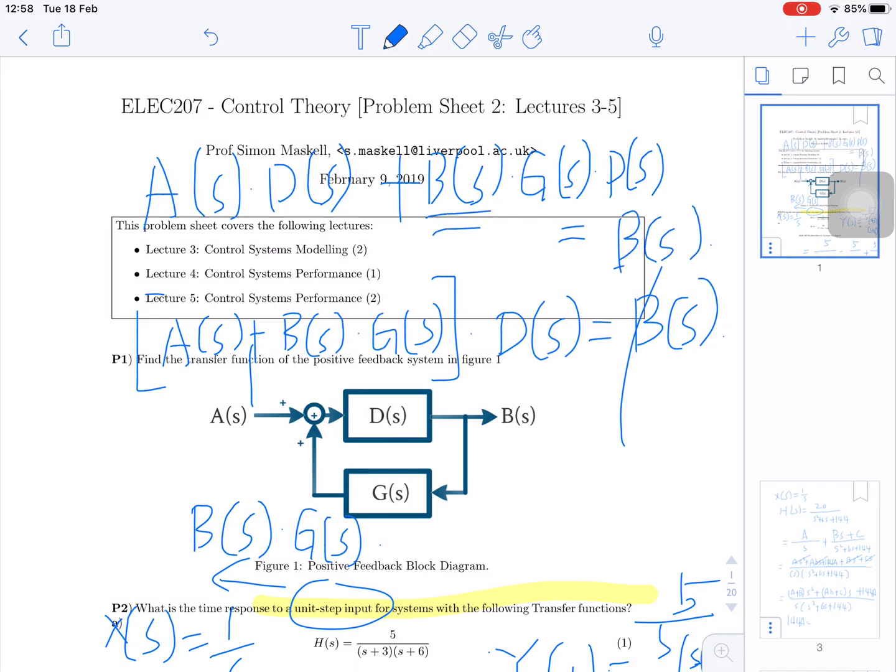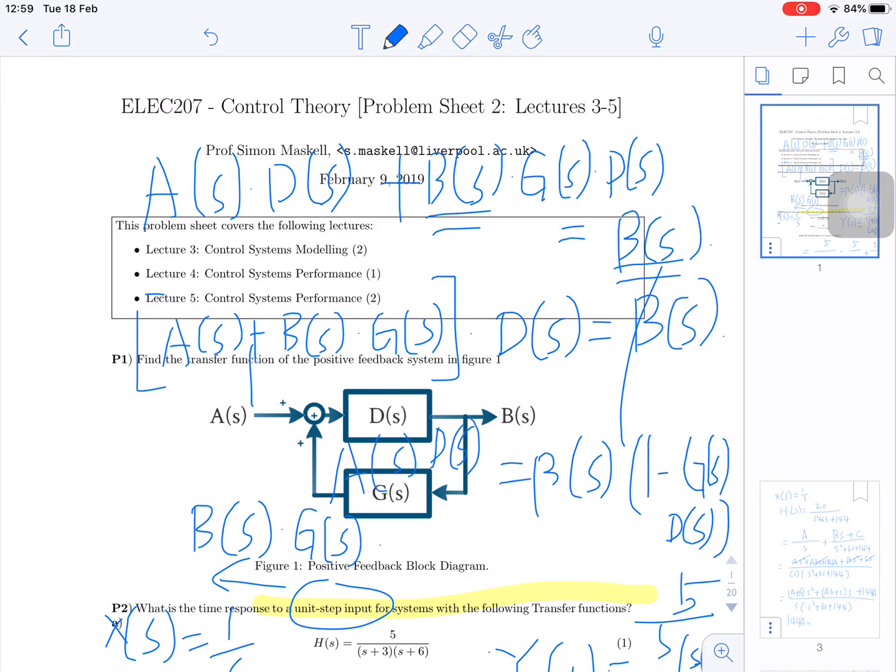So we get B(s) out, which is B(s) times (1 minus G(s) D(s)), and on the left hand side is A(s) D(s). Therefore, what we get is B(s) divided by A(s) is going to be A(s) D(s) over 1 minus G(s) D(s). So this is the transfer function.